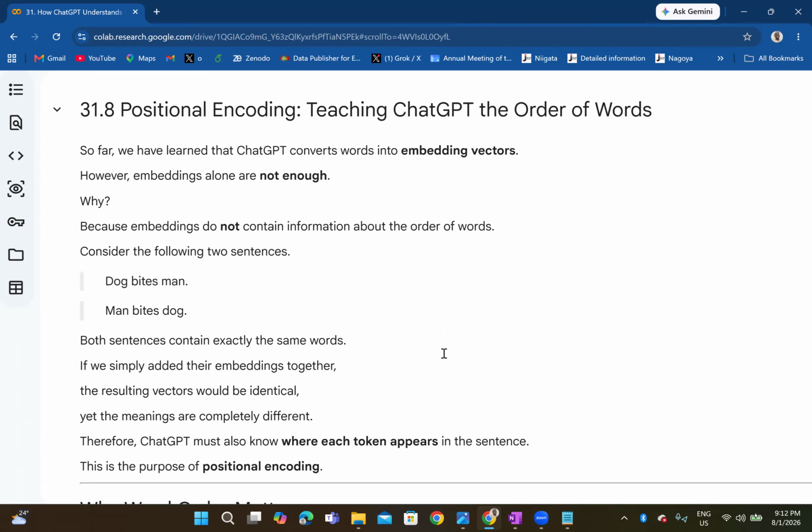So consider the following two sentences: dog bites man and man bites dog. Both sentences contain exactly the same words. If we simply added their embeddings together, the resulting vectors would be identical because it's basically the same words. Yet the meanings are completely different. Therefore, ChatGPT must also know where each token appears in the sentence. This is the purpose of positional encoding. So the position is critical.